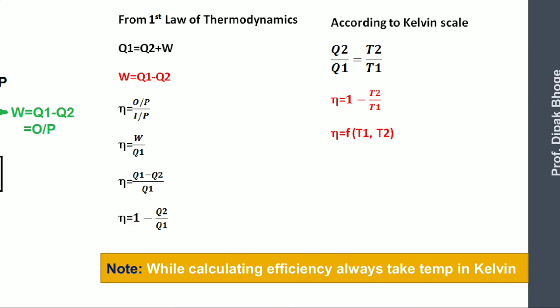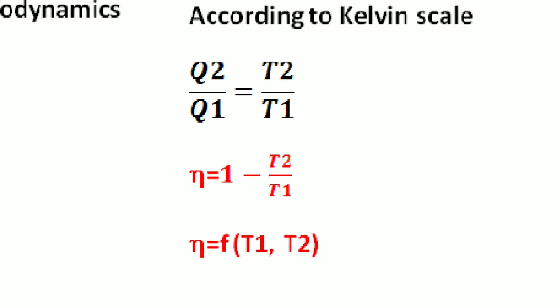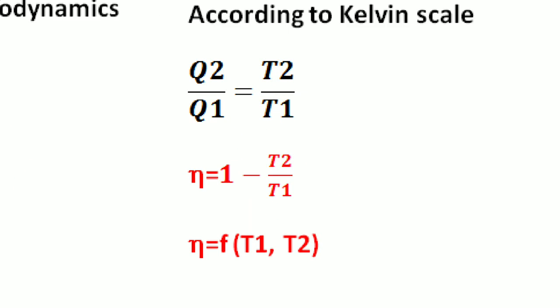Then according to the Kelvin scale, which we will see in later videos, we can write Q2 by Q1 is equal to T2 by T1. This equation is valid for the reversible process, and in Carnot cycle all the processes are reversible. So for Carnot cycle or Carnot engine we can write Q2 by Q1 is equal to T2 by T1. So this is called as a Kelvin scale, in which T1 and T2 are the absolute temperatures that are measured in the Kelvin. So finally efficiency becomes 1 minus T2 by T1. Here we have replaced Q2 by Q1 as T2 by T1.